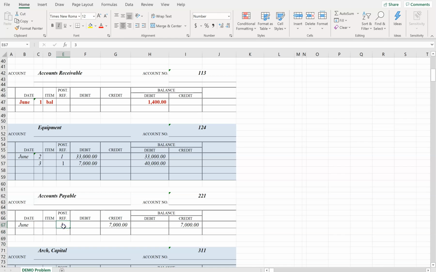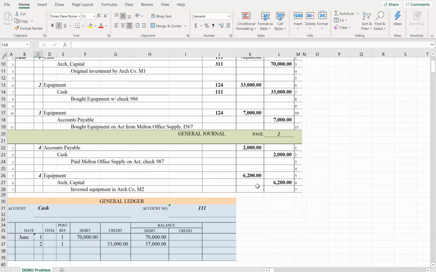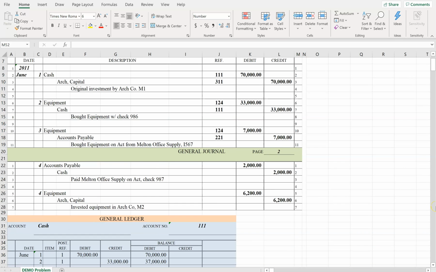Oh, actually, I put the date in the post ref column. That should be a 1, and then this should be the 3. Okay. So let's go up and finish it by posting the post reference of 221 to that entry. And we are done. Now we have 2 more entries to record, and these are on page 2. So when we are filling in that post ref column for these entries, we will be putting in a 2 for page 2. Okay, so the first one is a debit to accounts payable in the amount of $2,000.